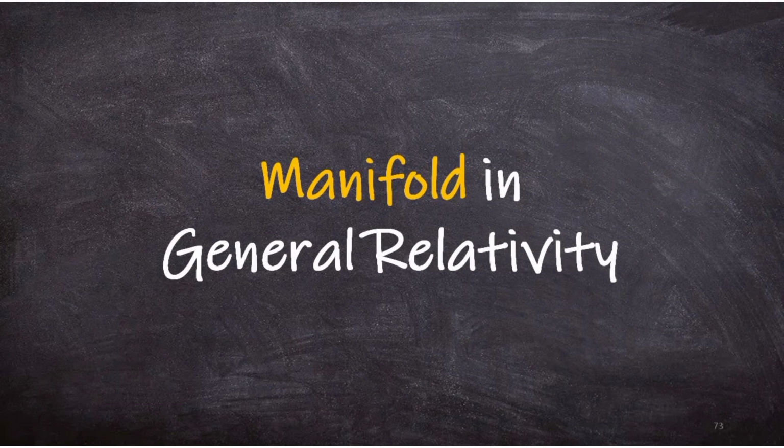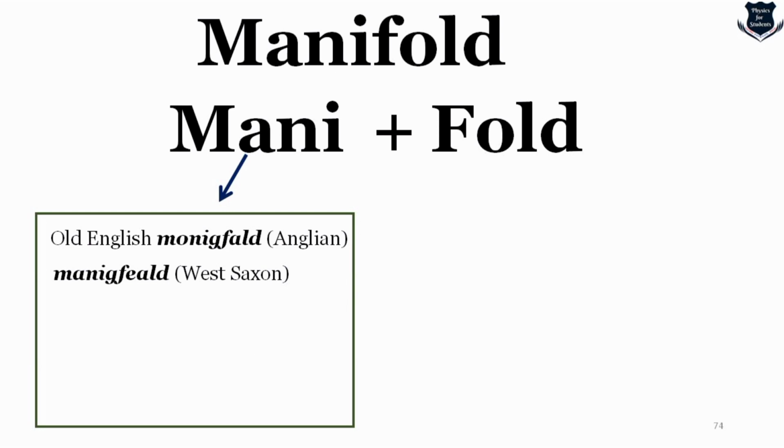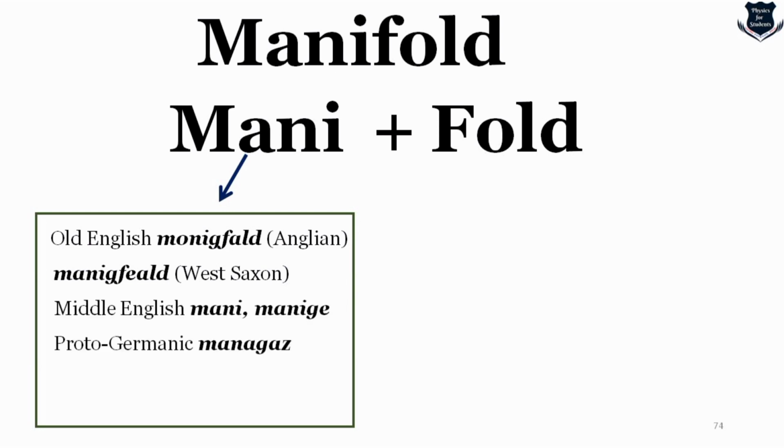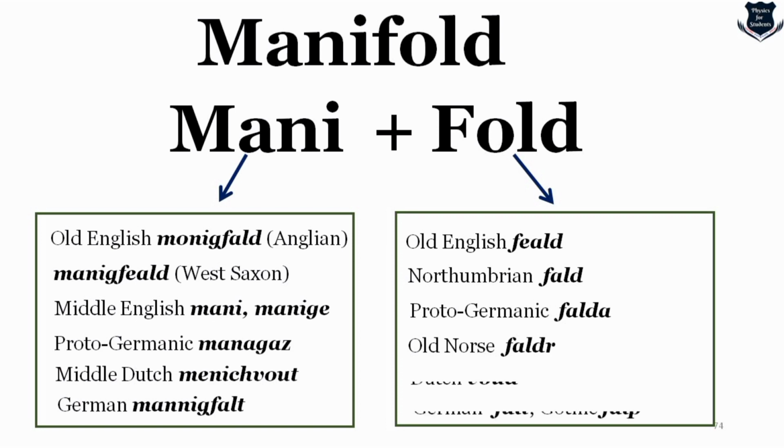Okay, so now we just understood that this M is a manifold and it stretches, and we got the information. So first of all, let us understand what a manifold is in general relativity. Manifold actually comprises two words, many and fold. If you see the origin, it comes from Anglian, Anglo-Saxon, Proto-Germanic, Middle Dutch. And the word fold also comes from Old English, field, falder, Proto-Germanic, etc.